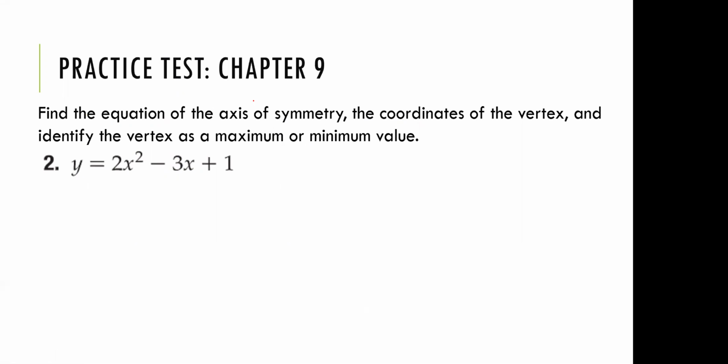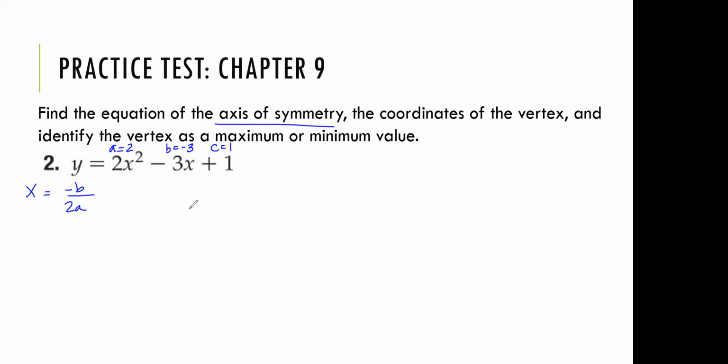Okay, so first thing we're going to do is find the axis of symmetry. Remember, for the axis of symmetry, we use the equation x equals negative b over 2a. Remember, the value in front of x squared is a, so a is equal to 2. The value in front of x is b, so b is equal to negative 3. And the value of c is the constant here, which is positive 1.